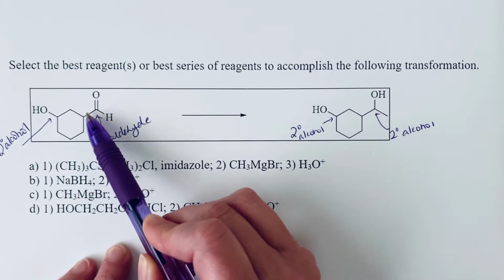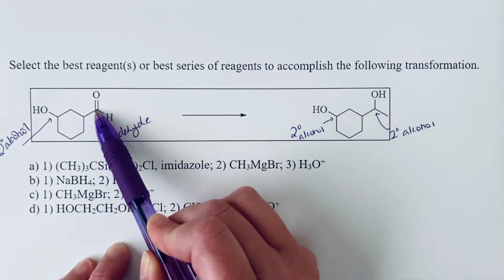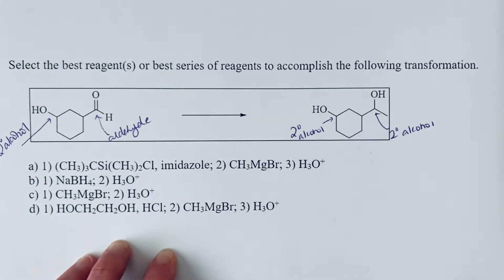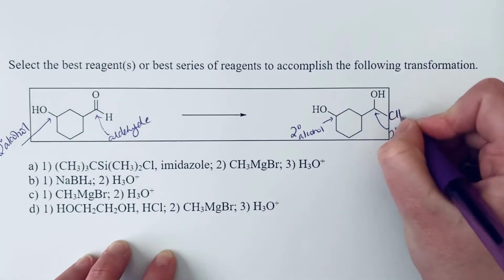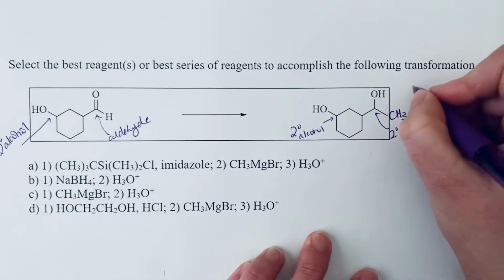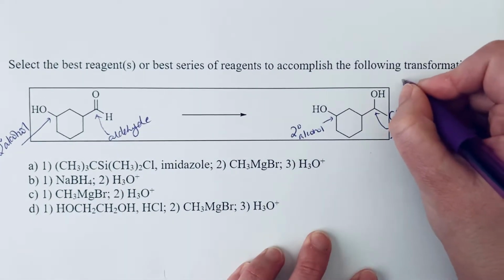If you look at the starting material, you have just one other carbon atom attached to the cyclohexane. And if we look at the product, we have 1, 2. So we have added a methyl group. So what we have done in this reaction is we have added a methyl group to the aldehyde.